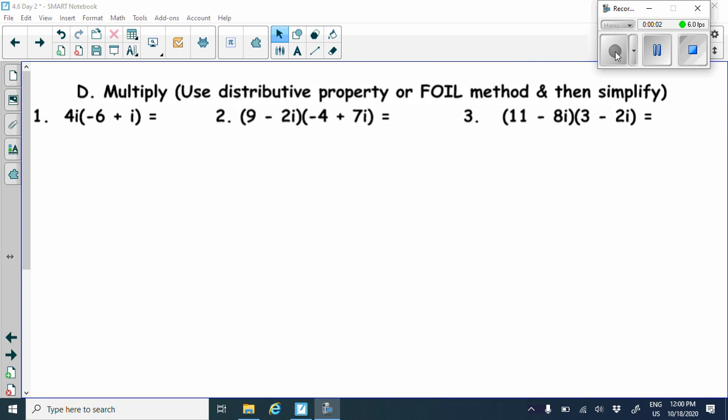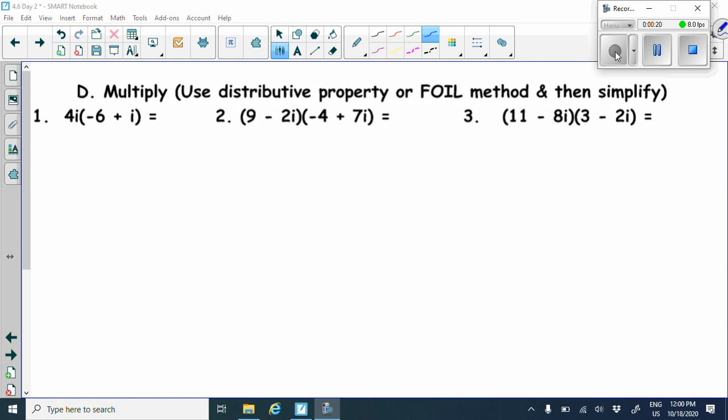So here's part 2 of the 4.6 day 2 notes. We are now going to multiply. So we need to make sure we either use the distributive property or FOIL, and then we simplify by combining like terms. Okay, so on number 1, we have 4i times negative 6 plus i.